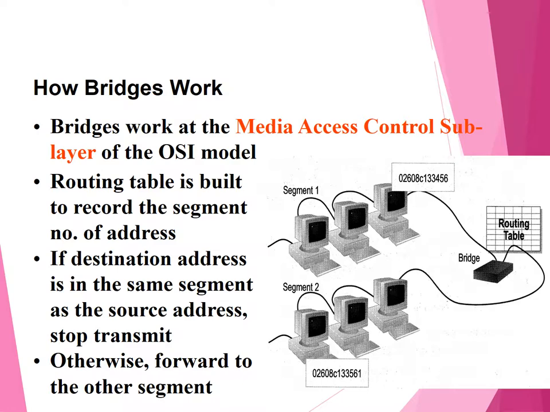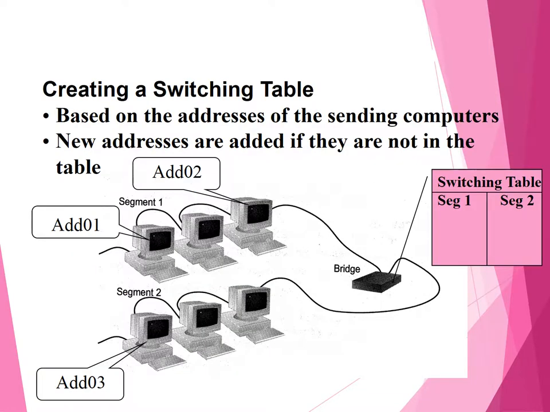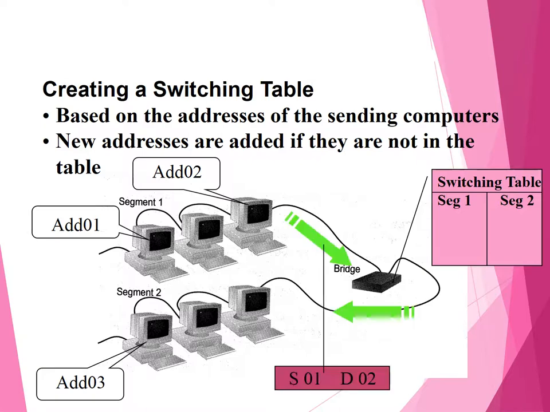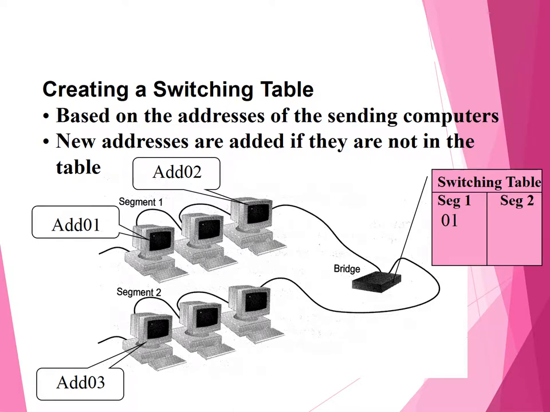The bridge maintains a routing table, creating a switching table based on the addresses of the sending computers. New addresses are added if they are not in the table. Addresses 1, 2, 3 in segments 1 and 2 are connected to the bridge, with the switching table for segment 1 and segment 2.